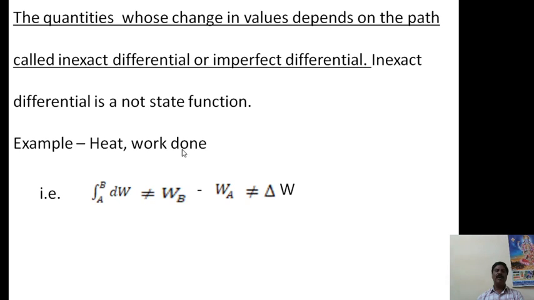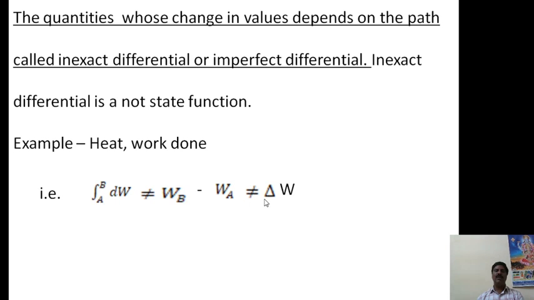Work done is also changing, and therefore it is path dependent. These are path dependent. Therefore, taking work done, the integration from A to B of dw is not equal to wB minus wA.